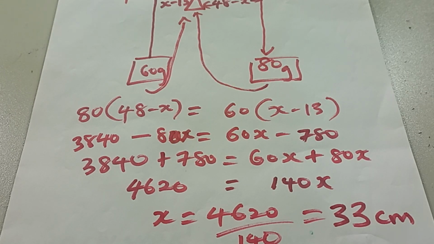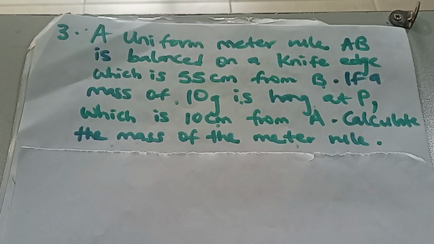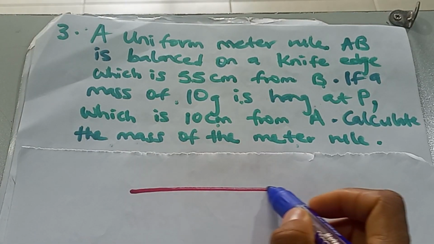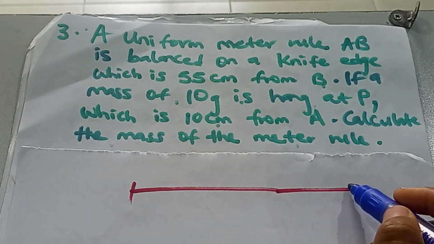Okay, let's take another example quickly. The next question: a uniform meter rule AB is balanced on a knife edge which is 55 cm from B. If a mass of 10 grams is hung at P, which is 10 cm from A, calculate the mass of the meter rule. Once you get the diagram, every other thing is story.